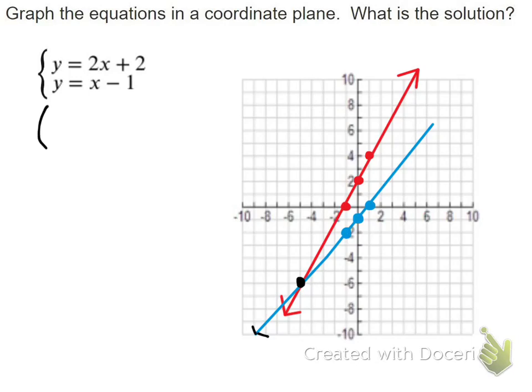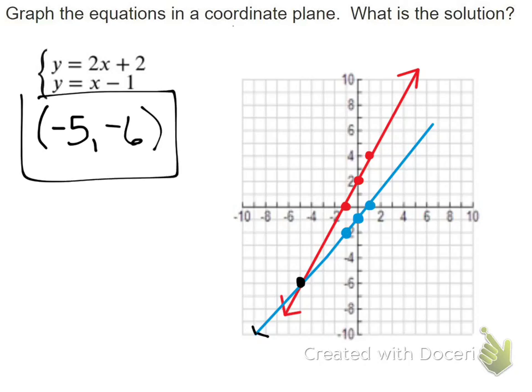Okay, so what's my x value of where they intersect? Negative 6. And what's my y value? Or sorry, what's my x value, guys? What's my x value? 1 over 1, goes down to what? Negative 6. So my x value is what? Negative 5. And what's my y value? Negative 6. And then that's going to be the solution. Okay?